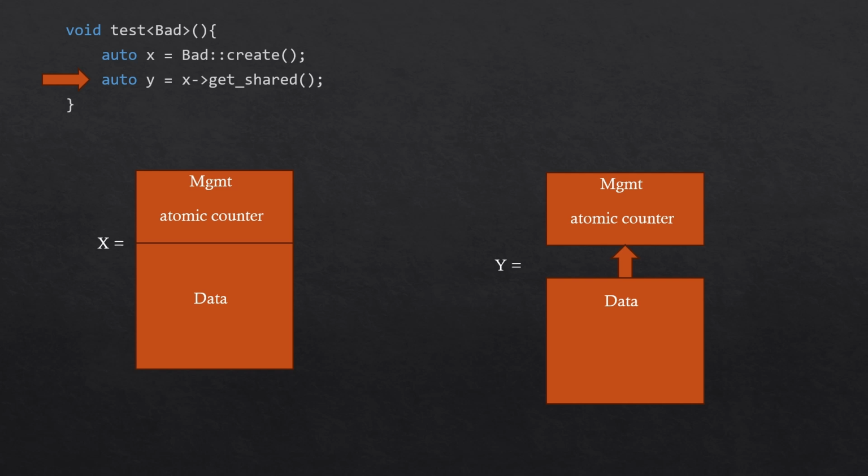with its own management area and a data area. The data areas are exactly the same because in make_shared we created the pointer for the first time. This is pointing to that location, and that means the data that we are pointing to will be exactly the same in both pointers. But what about the atomic counters?